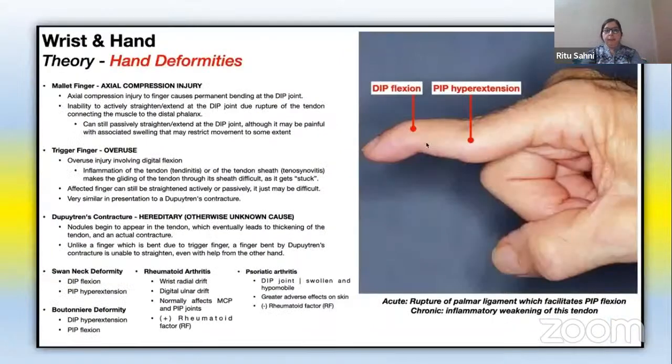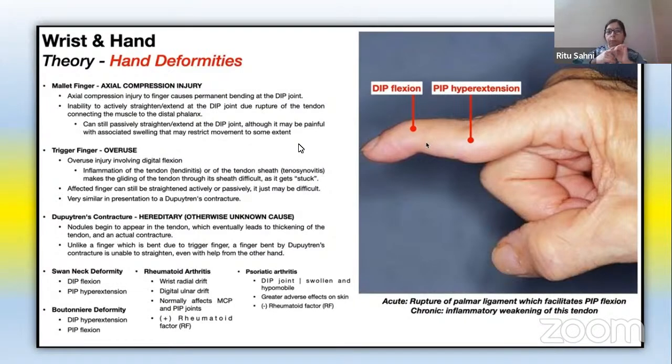And then after that, there are the wrist and hand deformities. There are so many deformities related to the hand and the fingers, like the mallet finger, where there is an axial compression injury, and an inability to actively straighten or extend the distal interphalangeal joint due to the rupture of the tendon and its connection of the muscle to the distal phalanx.